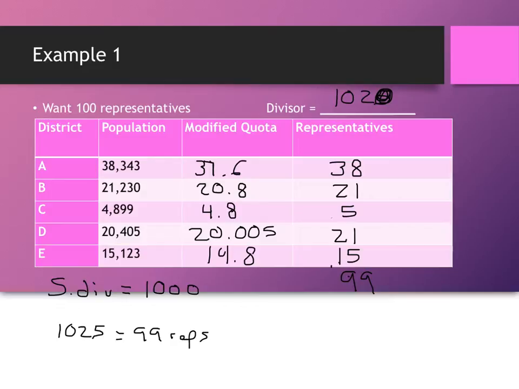And the total number of representatives that I would have gotten would have been 38 plus 21 plus 5 plus 21 plus 15, and that adds up to 100, which is exactly how many representatives I wanted. All right? So using 1,020 would have been the correct divisor here. Okay? Gives me the right amount of representatives.